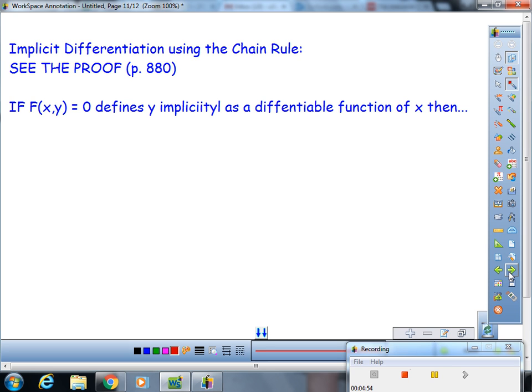Implicit differentiation. Okay, last part of the video. Yeah, I like that implicitly. It implicitly spells it right. It's just, exactly. Okay.